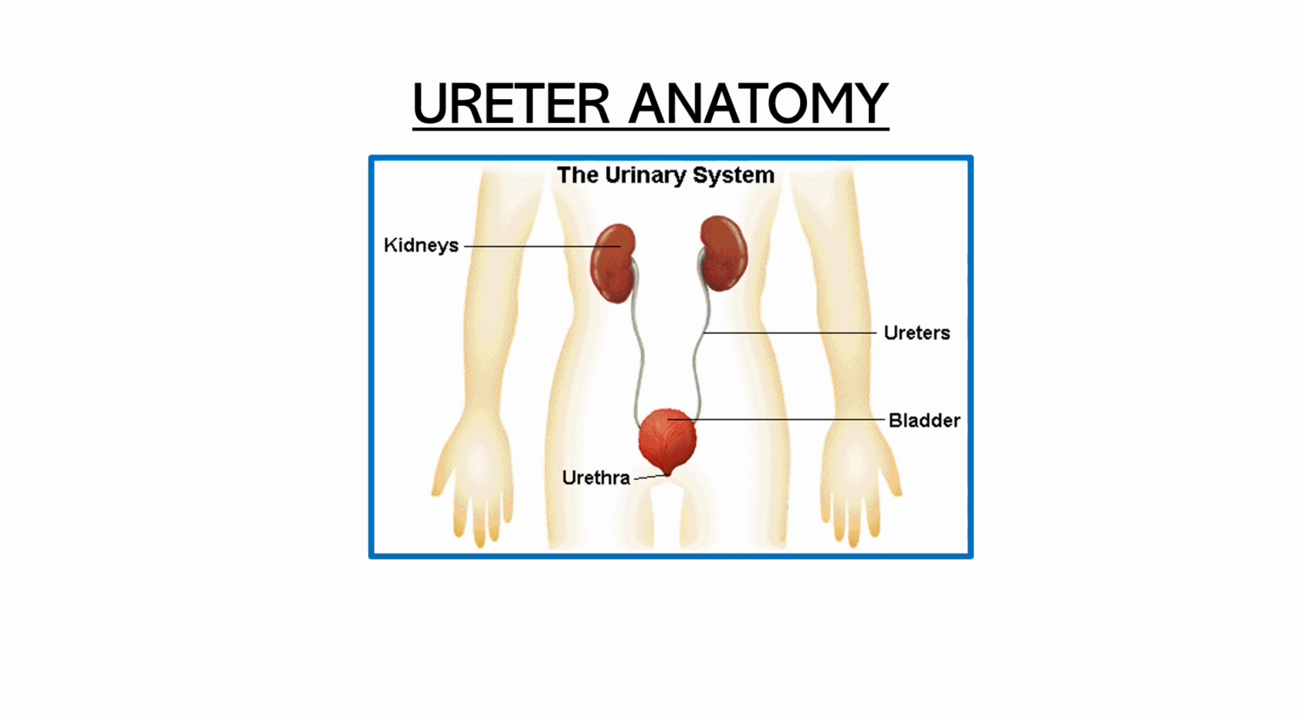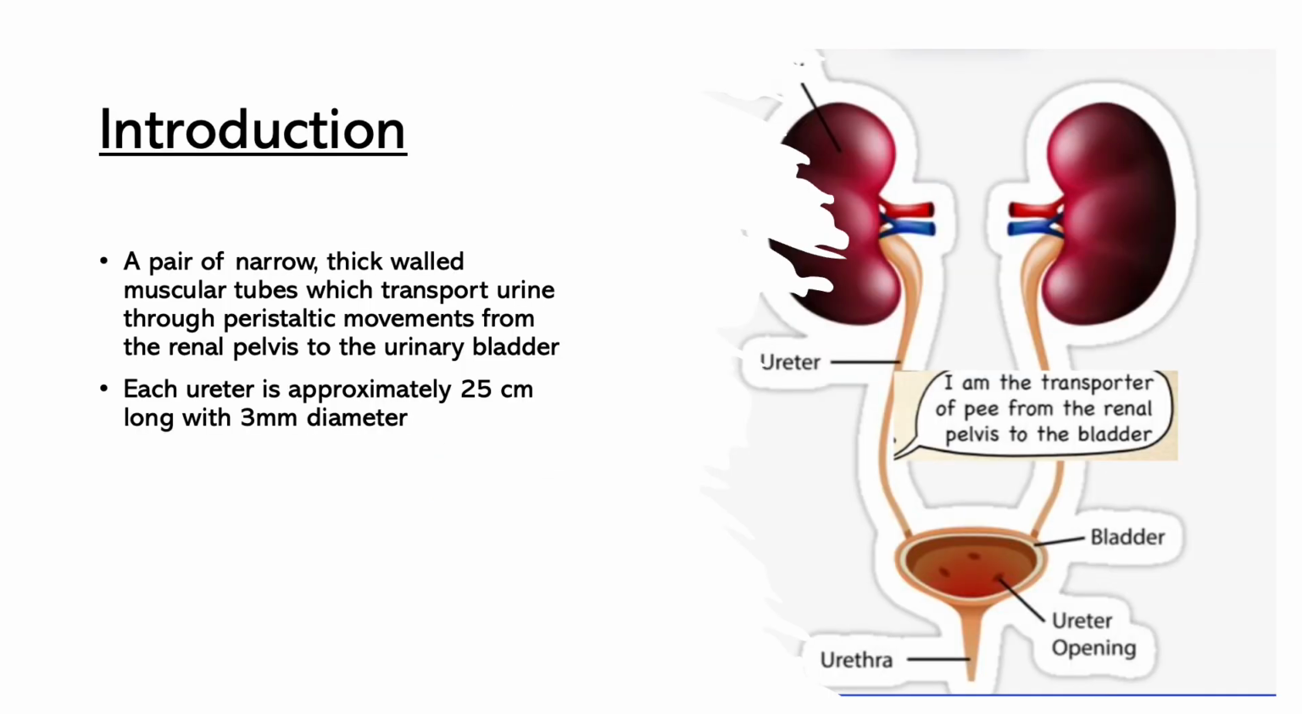In today's video, we are going to be looking at one of the structures of the urinary system. The ureter. A pair of narrow, thick-walled muscular tubes, which transport urine through peristaltic movements from the renal pelvis to the urinary bladder. Each ureter is approximately 25 centimeters long with 3 millimeters diameter, about the size of a small grain of rice.